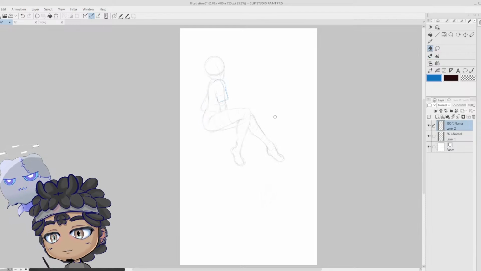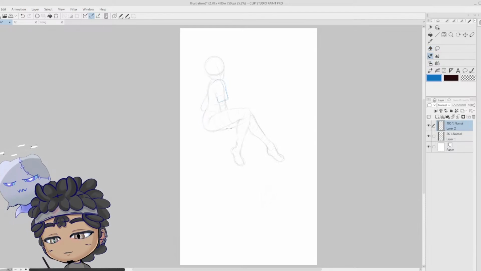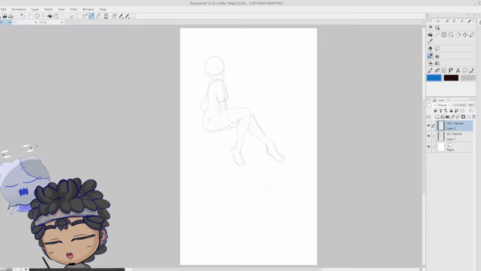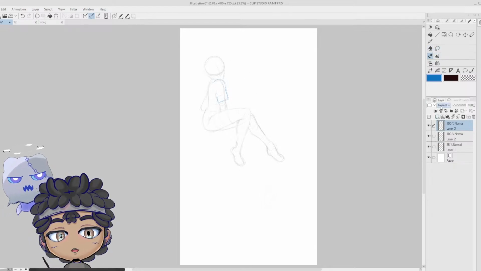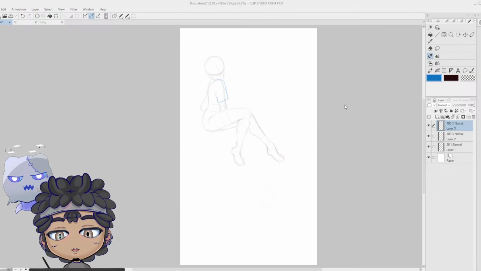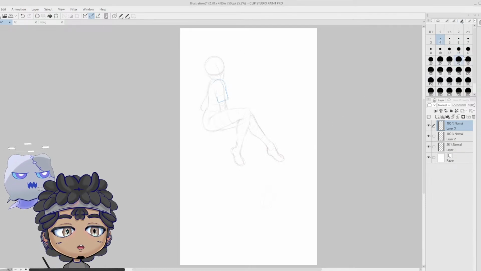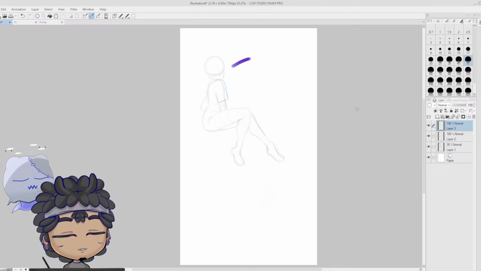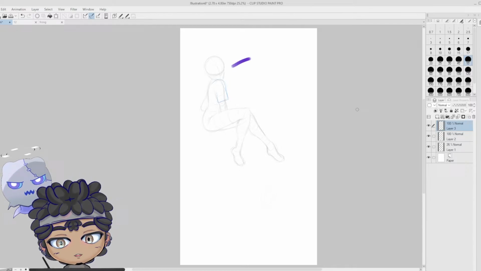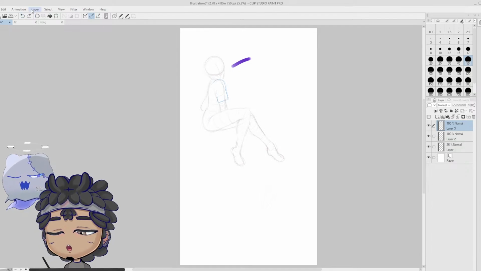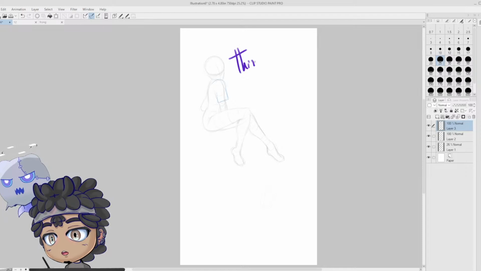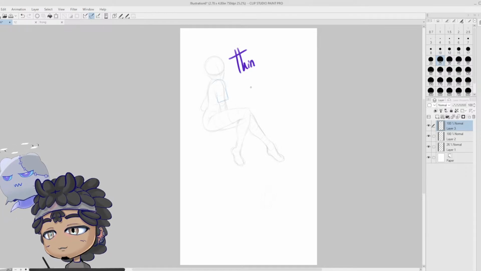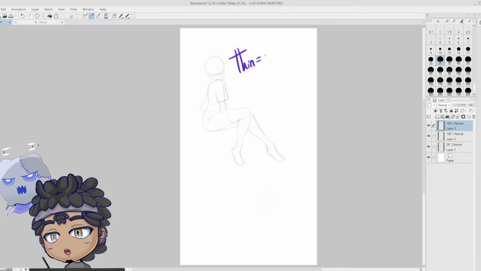But anyway, with clothing, based on the subject matter, if it's thin, always know that if it's thin, thin equals wrinkles, right?